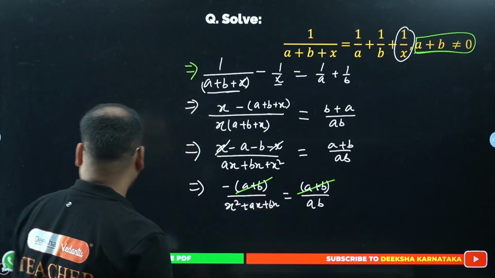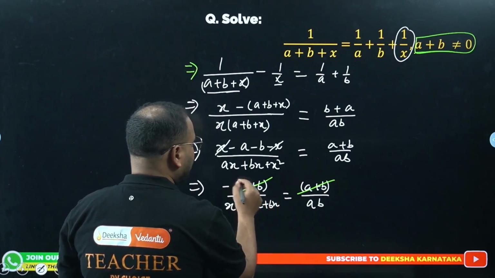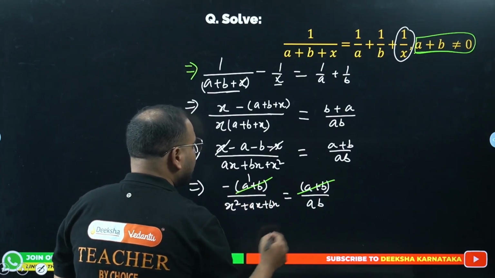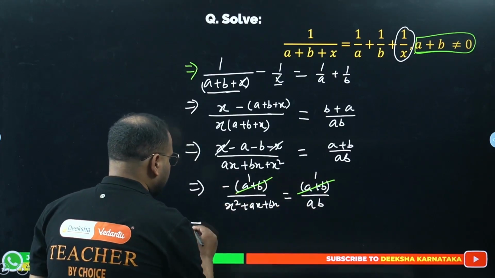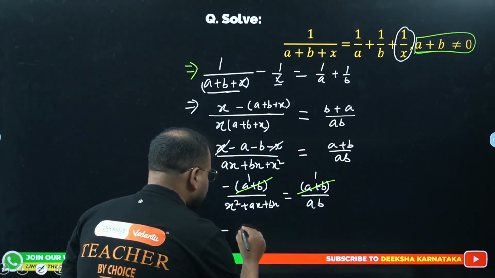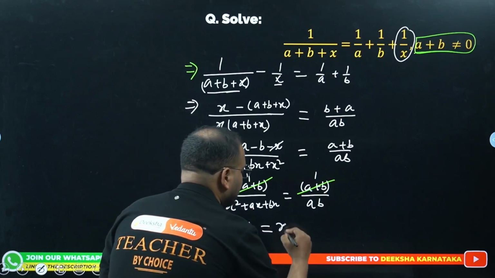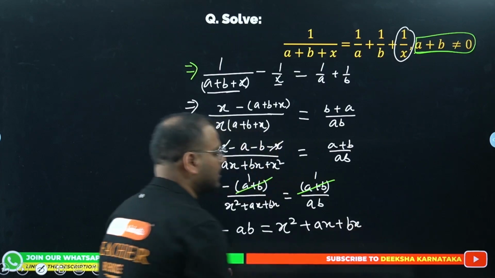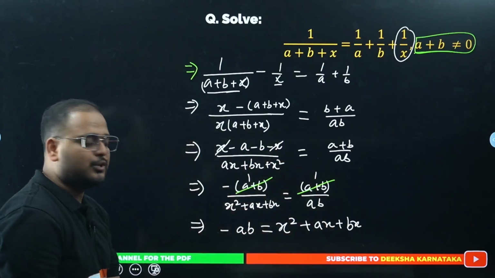Okay, let's continue. So what am I going to get after cancelling it? I have only 1 left here because I'm cancelling it here. So only 1 is left. I can cross multiply. Here also 1 is left, but here with a minus sign, there with a positive sign. I can cross multiply this as minus ab equals x square plus ax plus bx. What is the next step now? Bring this ab to that side and make this side equal to 0.